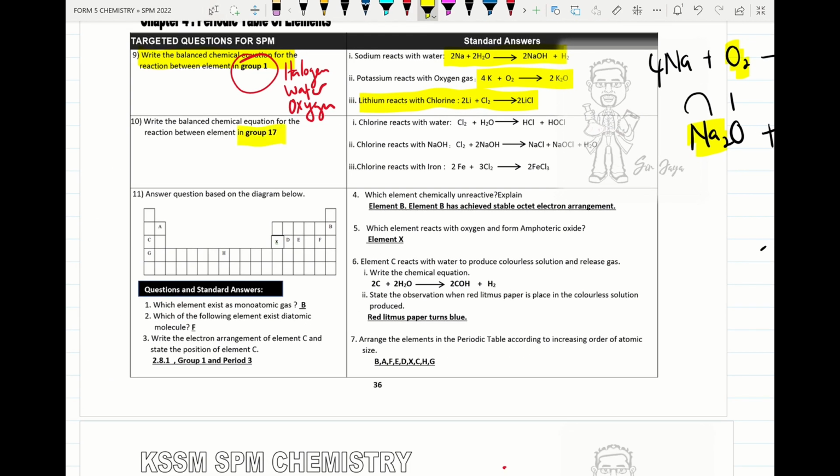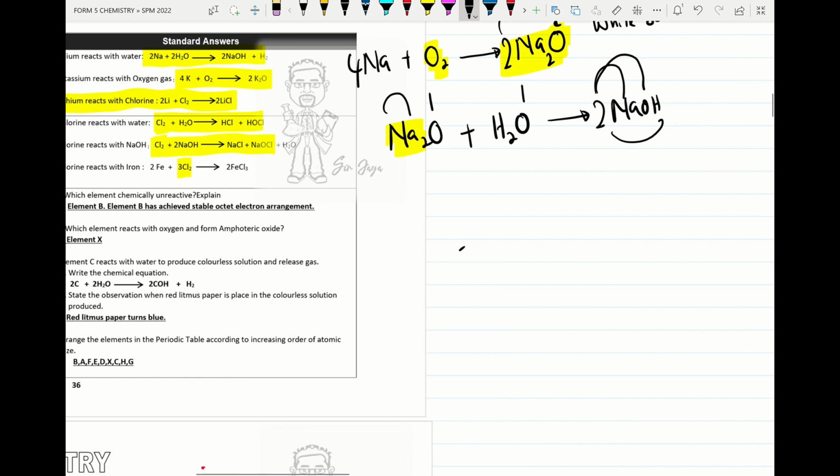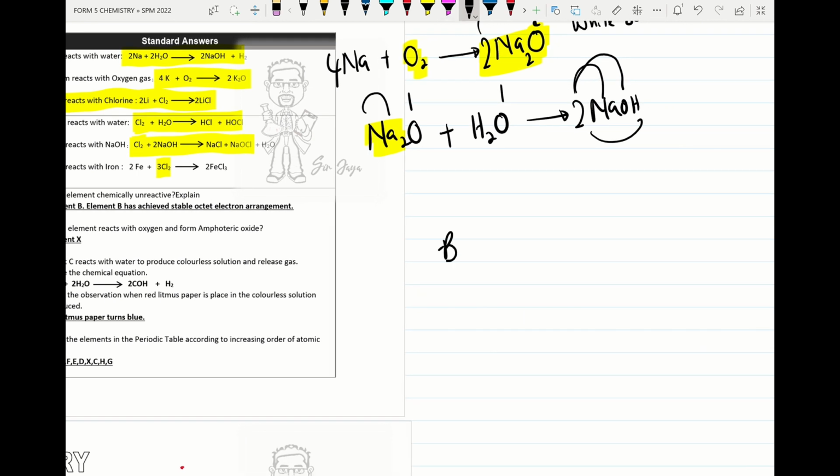Alright, so I'll go for the group 17 elements, known as halogens. This group 17 halogen exists as a diatomic molecule. So when writing the formula, please put Cl2, Br2. Alright, Cl2. Try to practice this one. Practice chlorine reacting with sodium hydroxide. So we take another example, bromine reacts with sodium hydroxide.